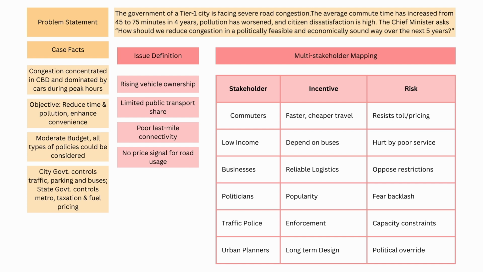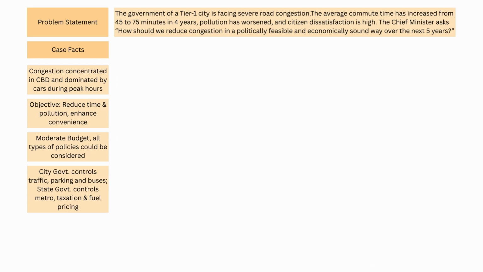Urban planners think long term, but their designs are often overridden by political decisions. So, any real solution has to balance all these incentives and risk. You cannot optimize for one group and ignore the rest. Now, let's break down the problem drivers.